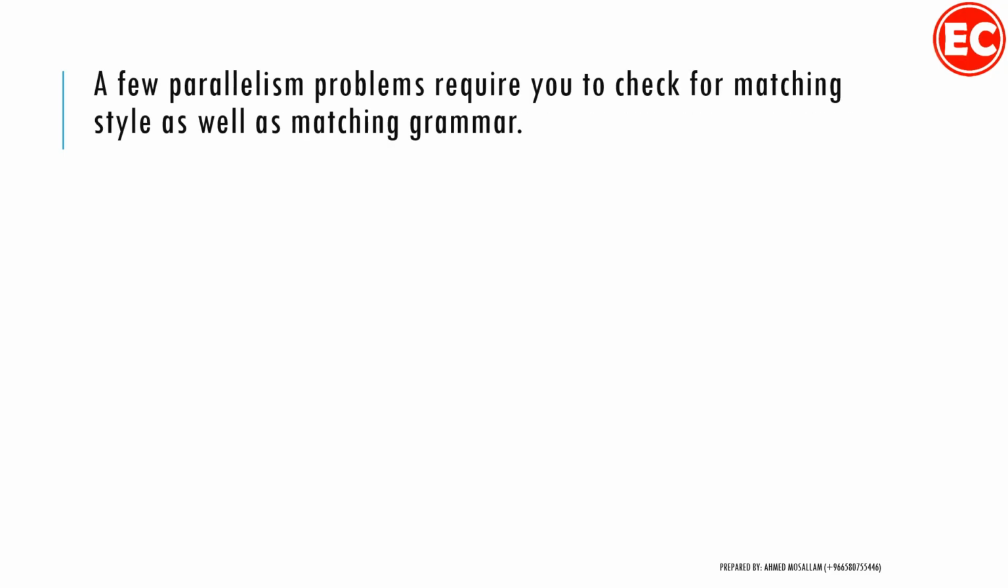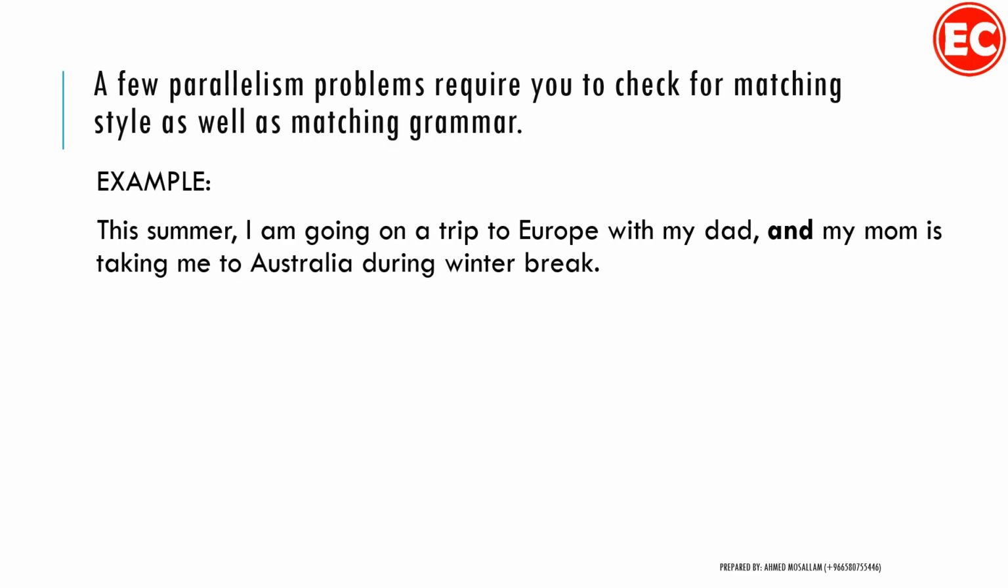Some parallelism problems require you to check for matching style, not only the grammar. Look at this example. This summer I am going on a trip to Europe with my dad, and my mom is taking me to Australia during winter break. If you look at this example, some students feel like there's no problem in it, but there's a great problem in it. Where's the time? Here in the beginning, this summer. Where's the time in the second sentence? Here, during winter break, at the end. So the style here: we start with the time in the first sentence and we end with the time in the second sentence, which is not parallel.